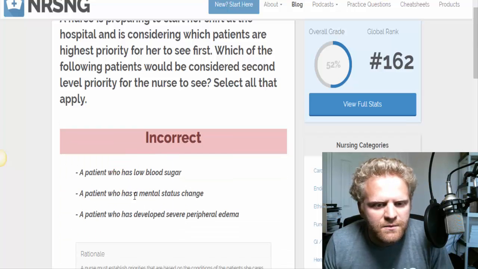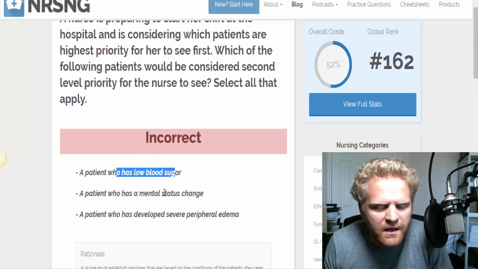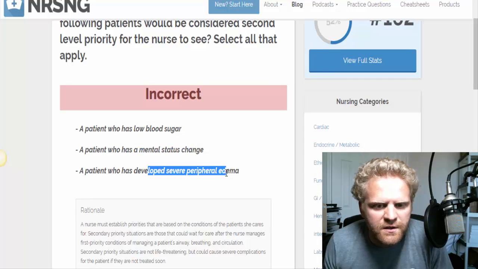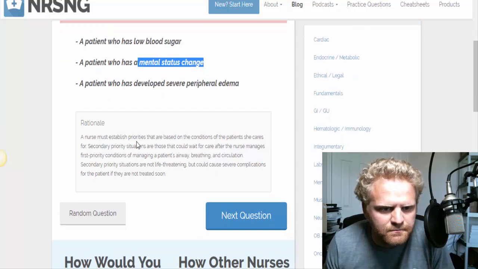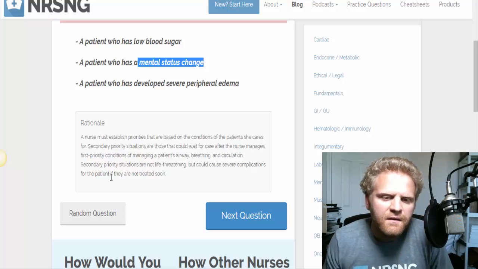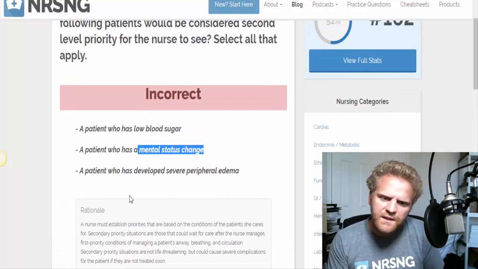Incorrect. Let's see what the rationale is for this. Low blood sugar. Okay, I agree with that one. Mental status change. That's tough. Has developed severe peripheral edema. That's the other one we checked. So let's see what the rationale says here. A nurse must establish priorities that are based on conditions of the patient she cares for. Second priority situations are those that could wait for care after the nurse manages first priority conditions of managing patients' airway, breathing, and circulation. Second priority situations are not life-threatening but could cause severe complications for the patient if they are not treated soon. So that one's really tough, guys.